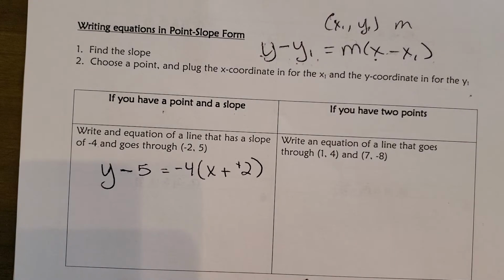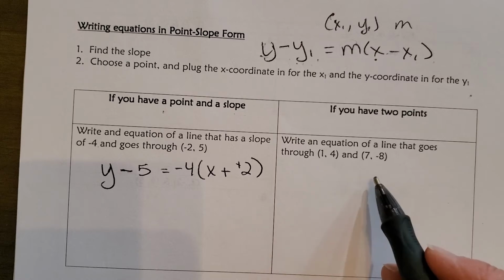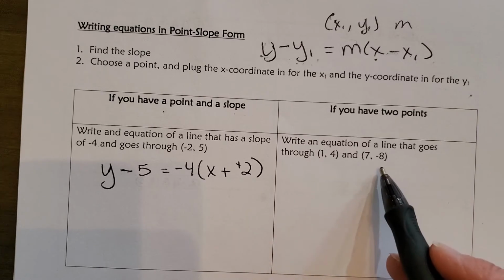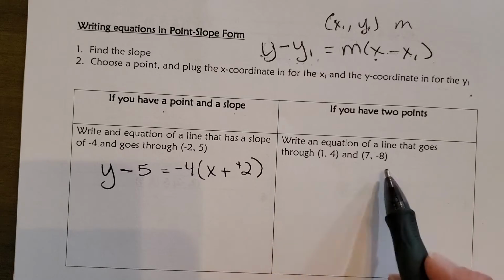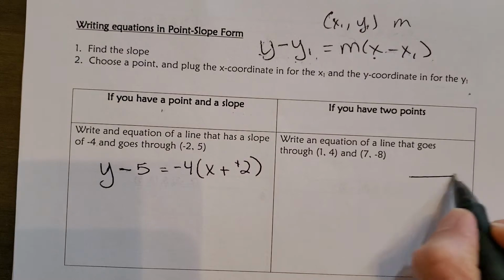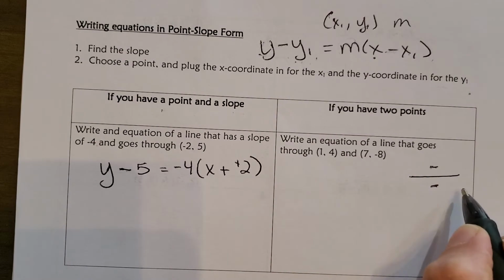Okay? What if you have 2 points? Well, you actually have 2 points. So that helps you find the slope, but then you're going to use either one of those points for your formula, for your x sub 1 and y sub 1. And I'll show you both ways. So first, we want to make sure we remember our slope formula, which is y sub 2 minus y sub 1 over x sub 2 minus x sub 1.